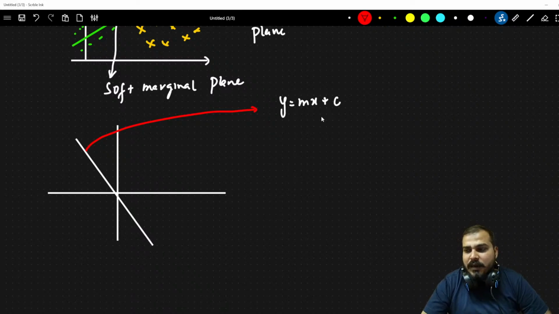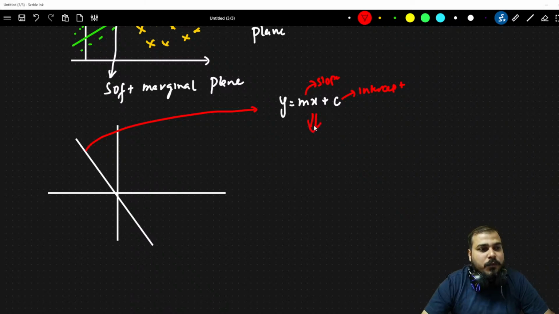No, hard marginal is impossible in a normal data set. Obviously, you will not be able to get it, but definitely we go ahead with creating a soft marginal plane. Now, y is equal to mx plus c. What does this m indicate? m is nothing but the slope, and c is nothing but the intercept. Can I say that both equations are the same? ax plus by plus c is equal to 0. Can I also say that this is the equation of a straight line?